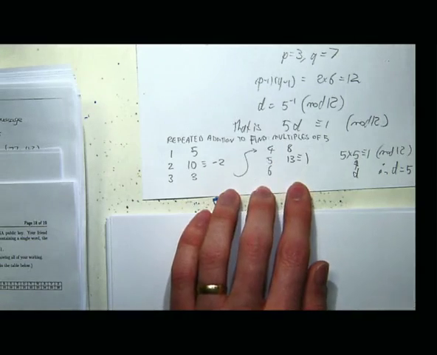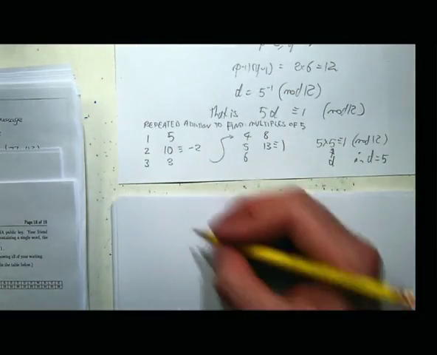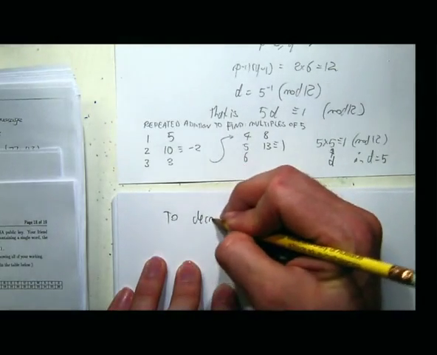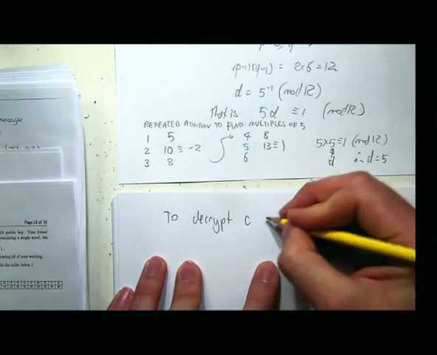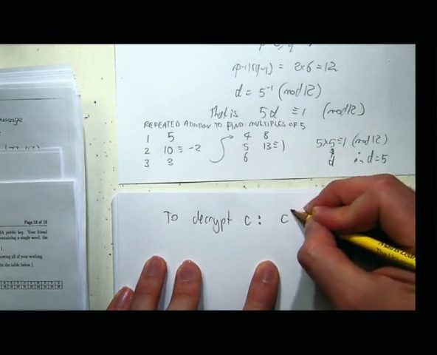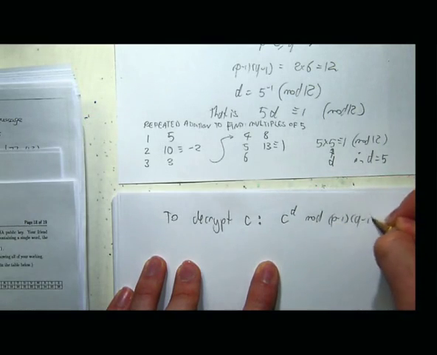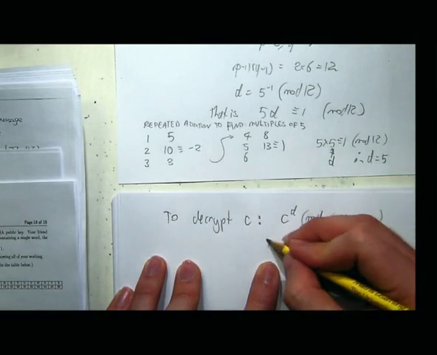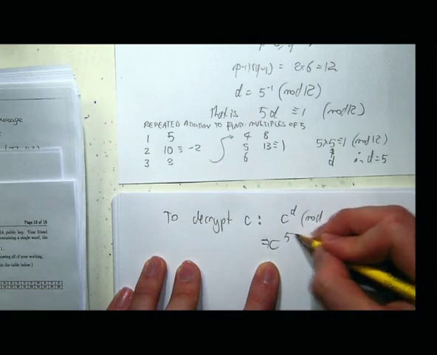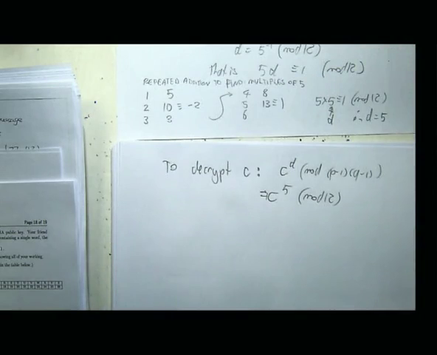That's what I did there. Okay, so now I know what D is. So therefore, to decrypt C, we do C to the D mod (P minus 1)(Q minus 1), i.e. C to the 5 mod 12. So that's what I need to do.